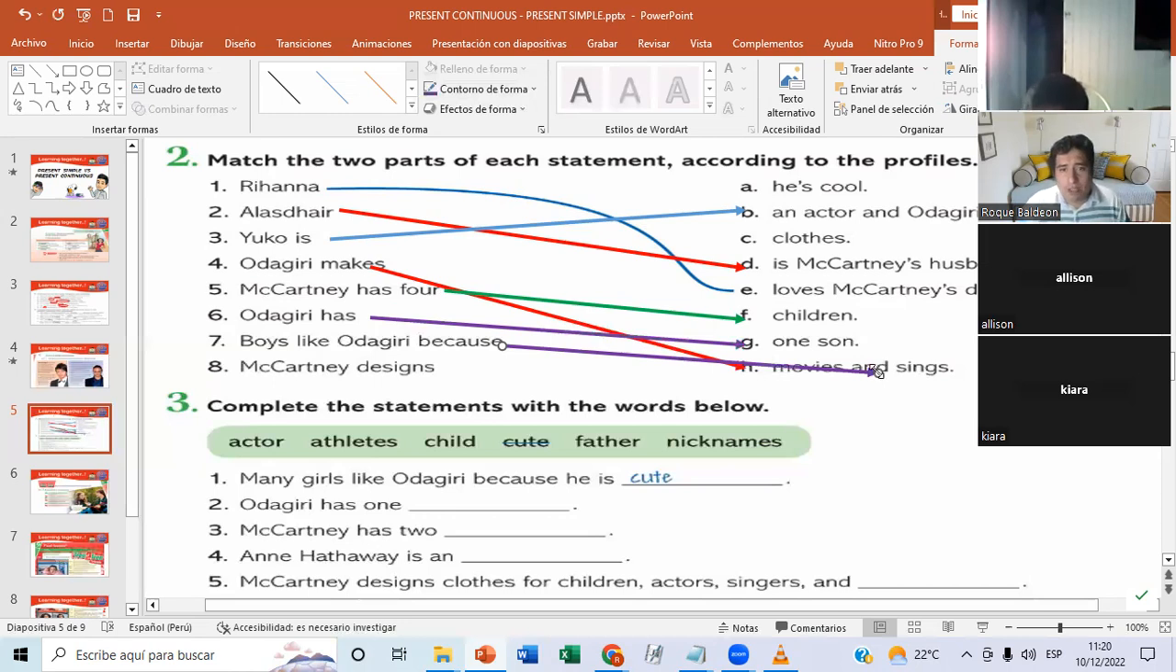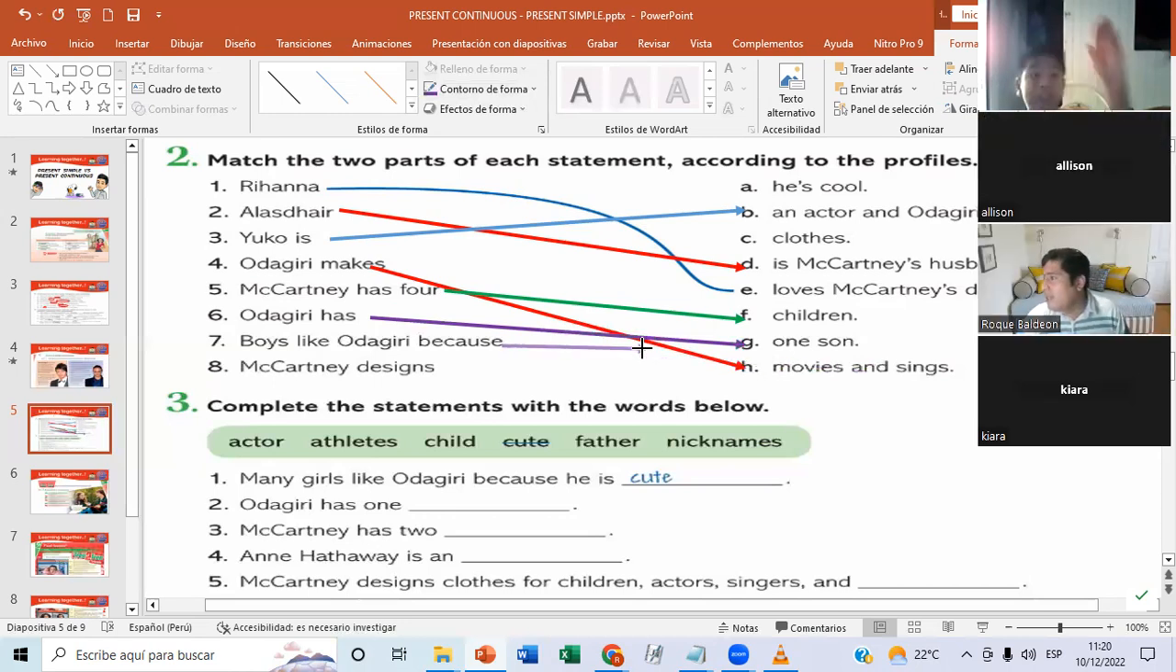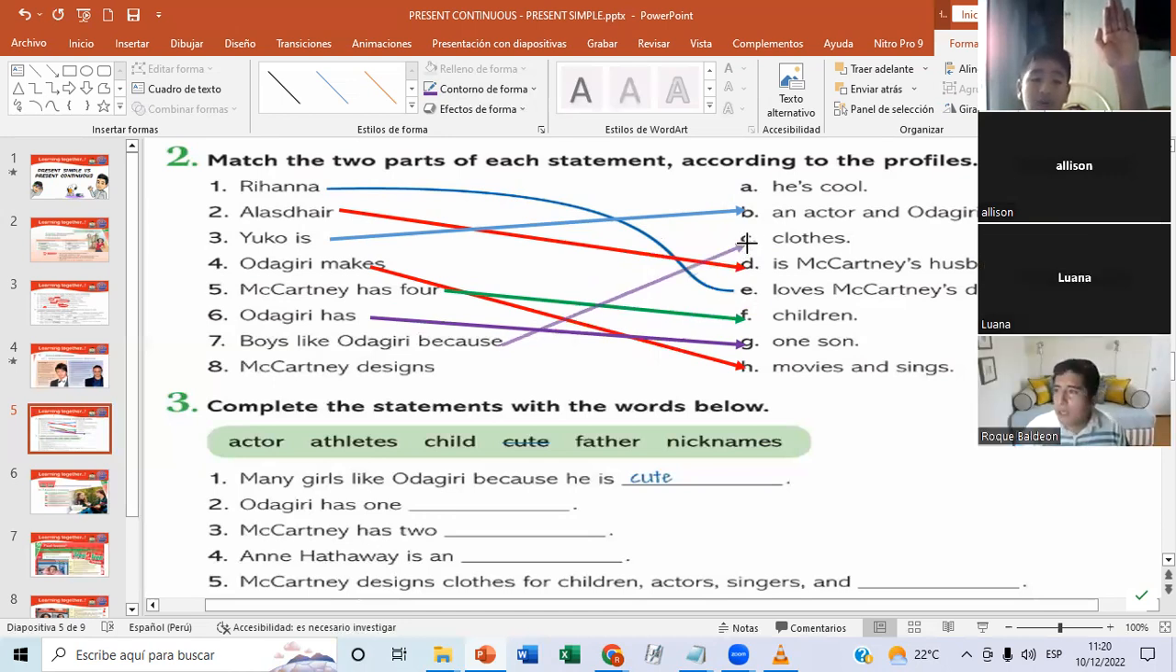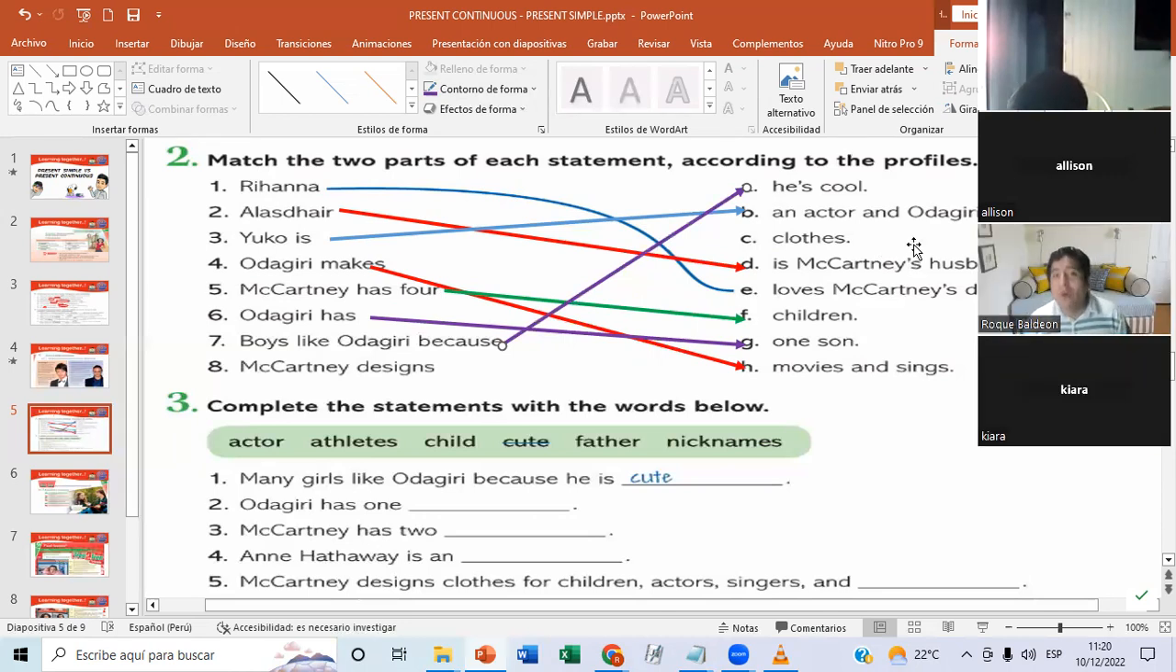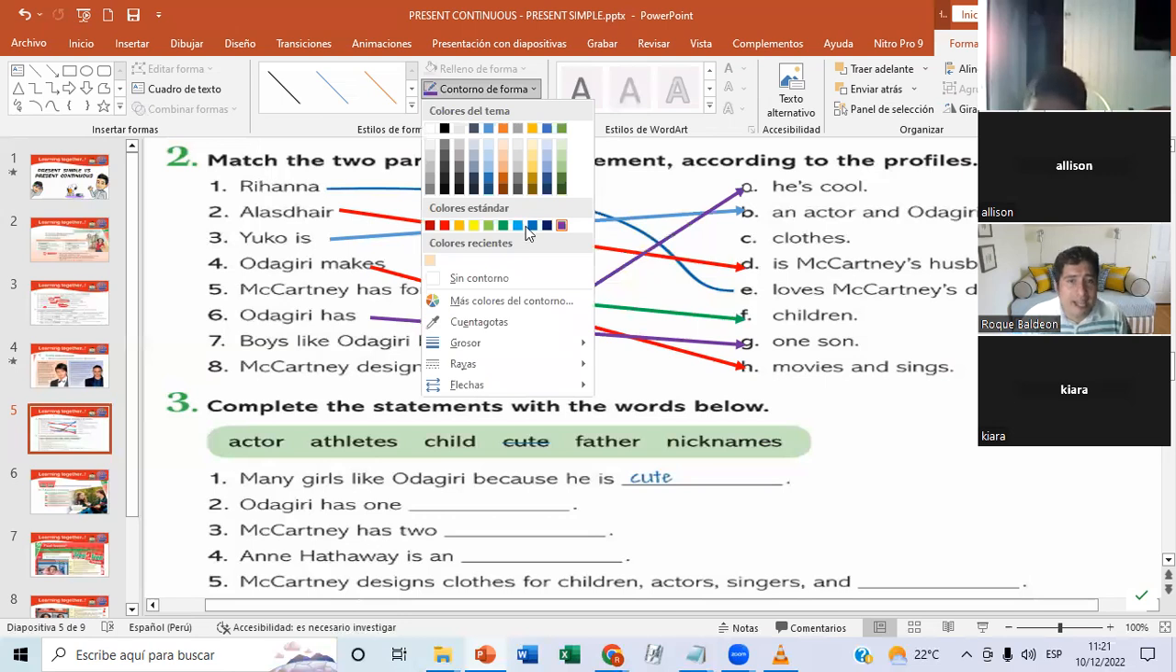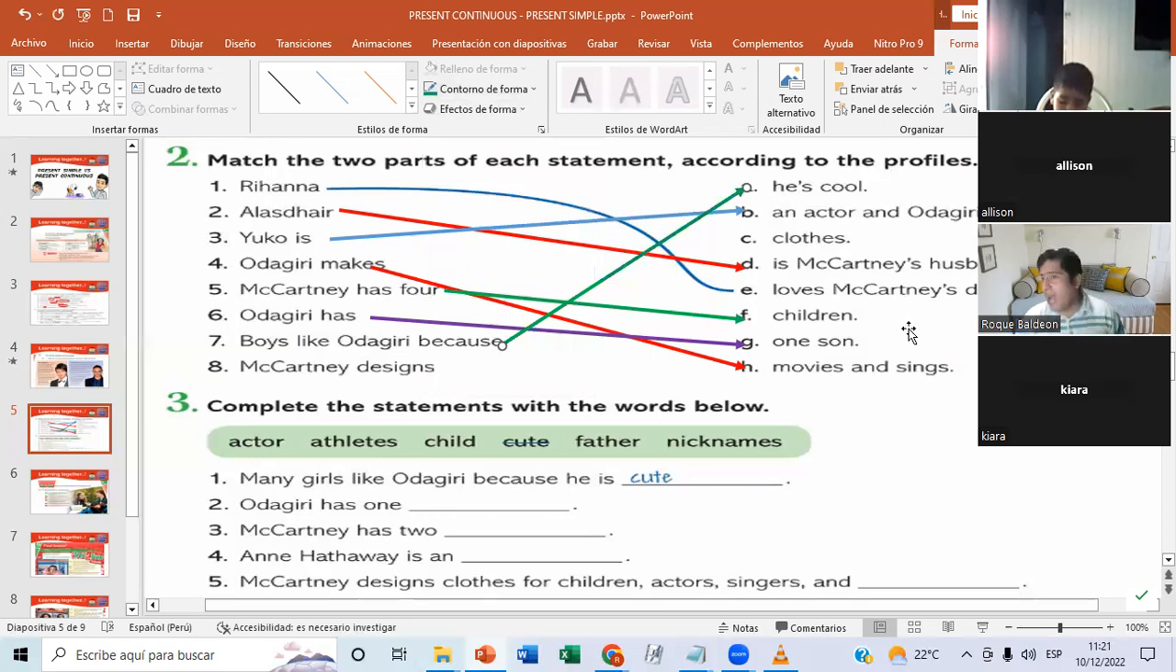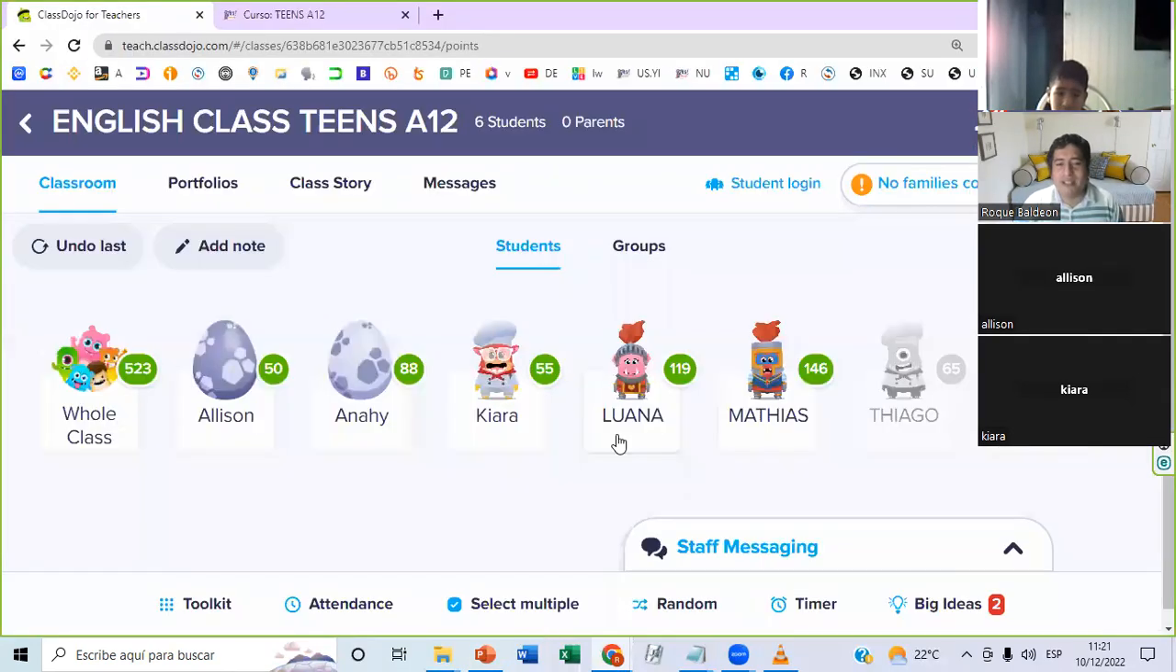Boys like Odagiri because, dice acá, boys like Odagiri because. Teacher, Matías, Alison. Tell me. He's cool. Very good, Alison. He's cool, ¿no? Es a toda buena onda. Remember que cool es aquella persona que es a toda buena onda, o sea, que es alegre, es happy, es nice, not good. Es como en Spanish cuando decimos, mira, mi amigo, él es bacán. O sea, the expressions in Spanish, he's cool. A toda buena onda, hermano. Good, awesome. That's it. Very good.